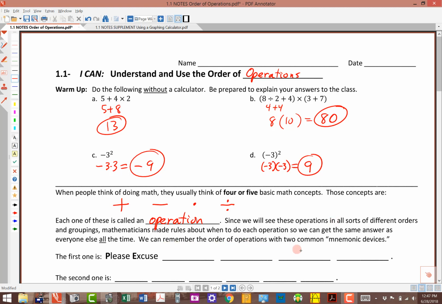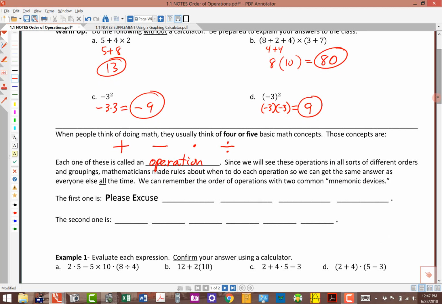So we can remember the order of operations with 2 common mnemonic devices, and if you haven't heard the word mnemonic device before, it's basically a memory tool. So we're going to write memory tool. So the first one you might recognize, it's please excuse my dear Aunt Sally. And the second one, I think this is the one that a lot of people memorize, is something called PEMDAS.